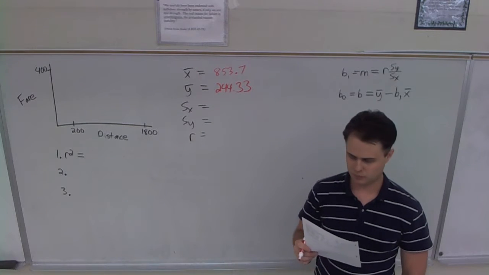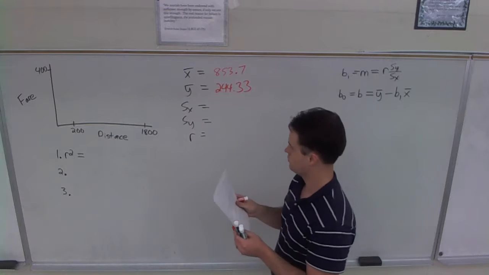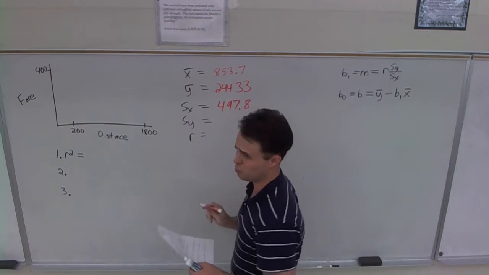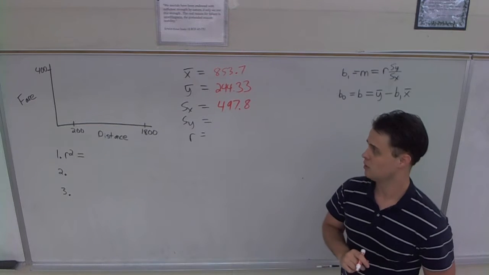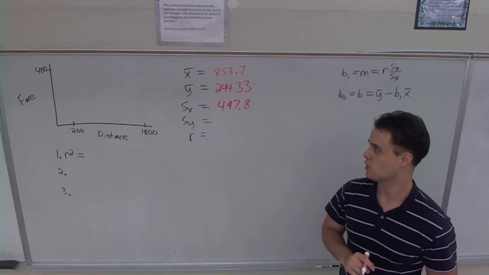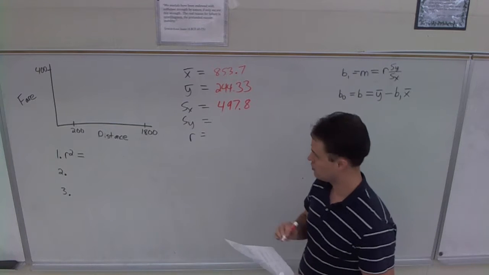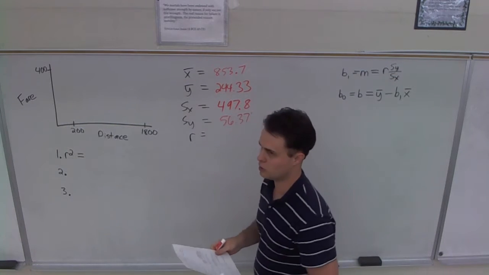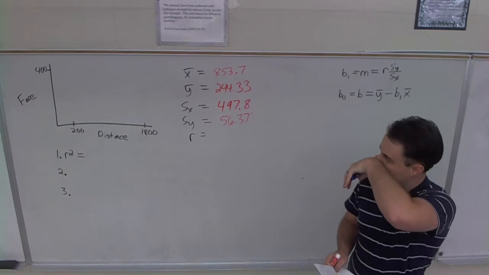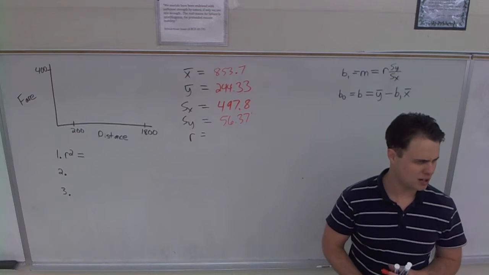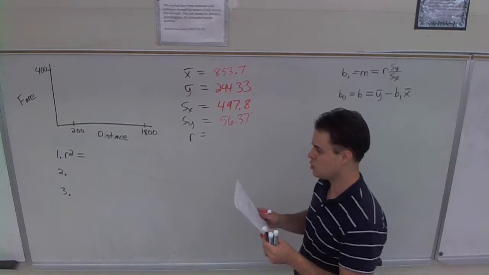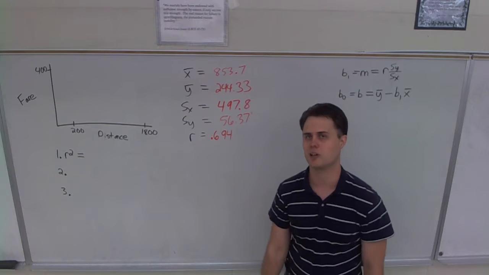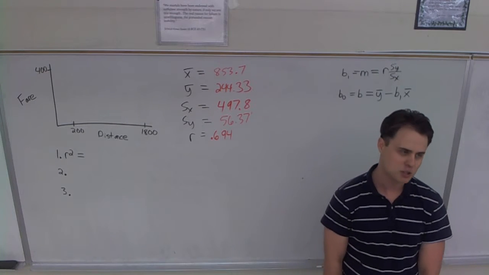S_x is what? 497.8. That's a big standard deviation. Very spread out, in other words. S_y is what? 56.37. So the spread on the y's is less. And r, did they give us r? Oh, they said correlation, right? Remember that word correlation implies what kind of relationship? Linear.